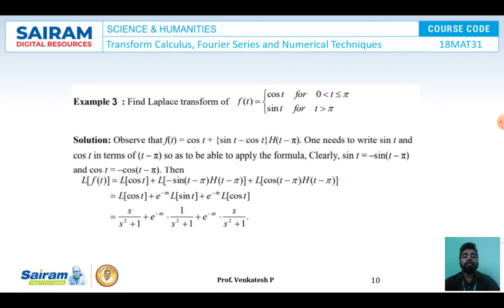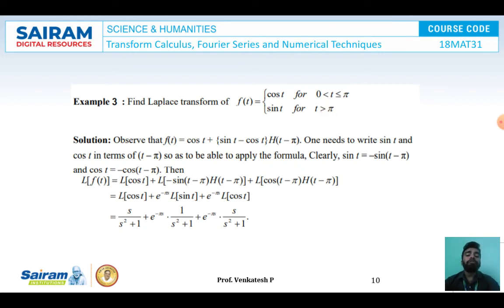Example number 3. Find the Laplace transform of f of t is equal to cos t for 0 less than t less than or equal to pi and sin t for t is greater than pi. So here I am going to use the second formula. So first I will be rewriting this discontinuity function. So I can use a formula that f of t is equal to f1 of t plus f2 of t minus f1 of t into u of t minus a. That formula I'll be applying here. So by observing the problem, we can take a is equal to pi here.